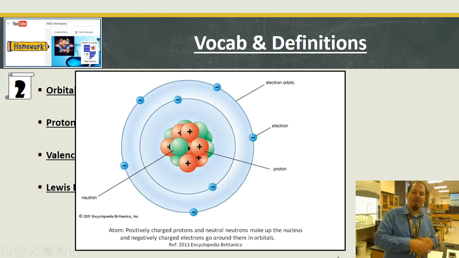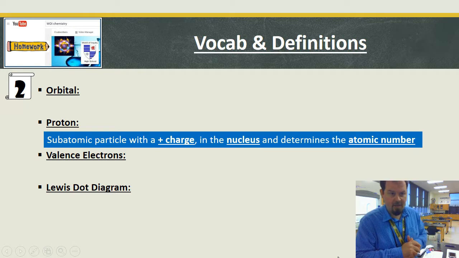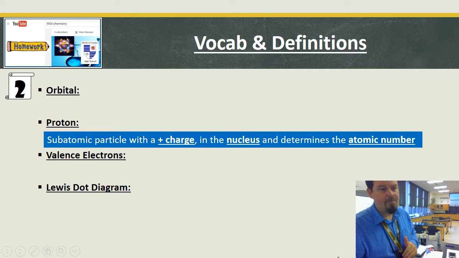Protons are king. They are the positive guys in the middle. They got it all. They have a positive charge and they have mass. So they're in the nucleus and they determine the atomic number. There's that code word again, atomic number. That's one we're going to be using all the time.